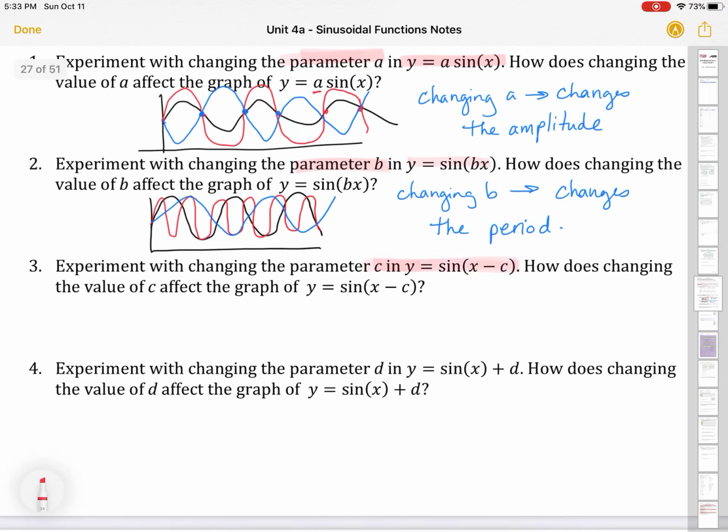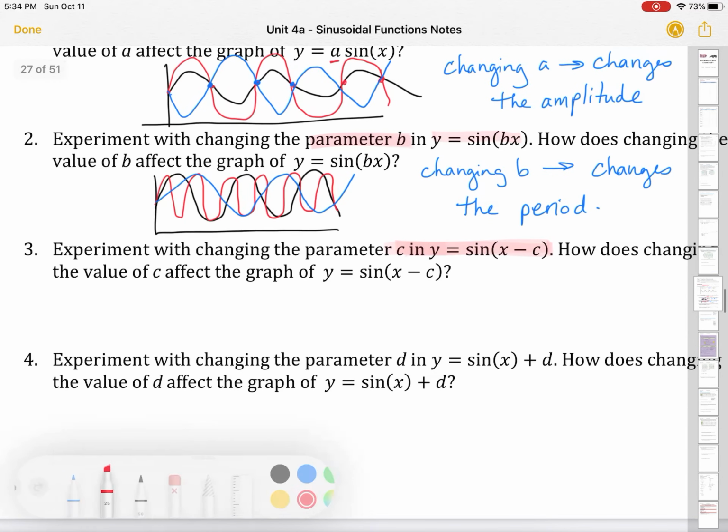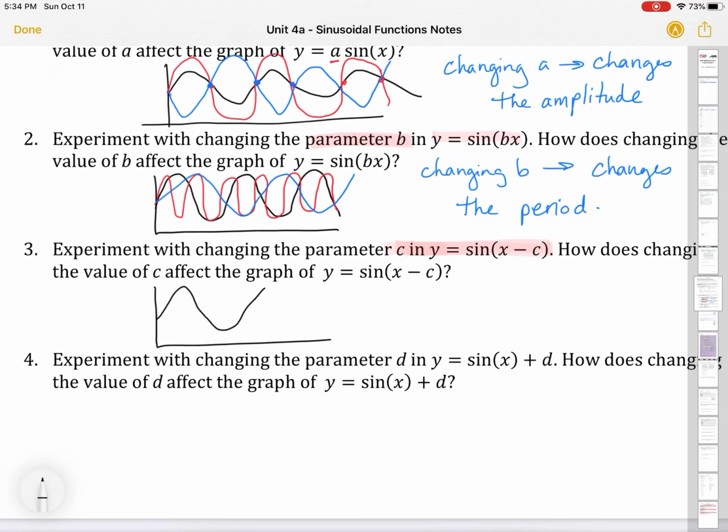Next, we're going to experiment with changing c in y is equal to sine of (x minus c), or (x plus c), depending on how you put in your calculator. How does changing c affect the graph? Okay, so you put that in your calculator, and you're going to experiment with that. So changing c. So again, let's draw our basic graph in black.